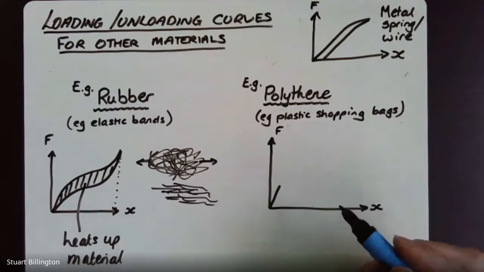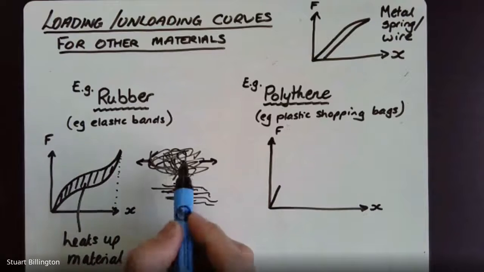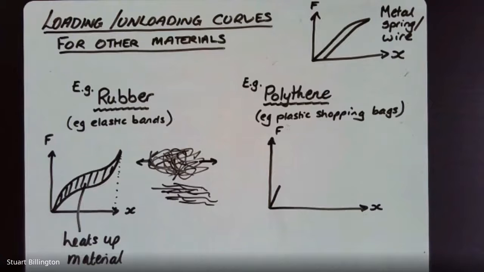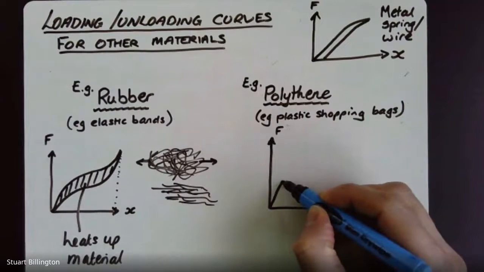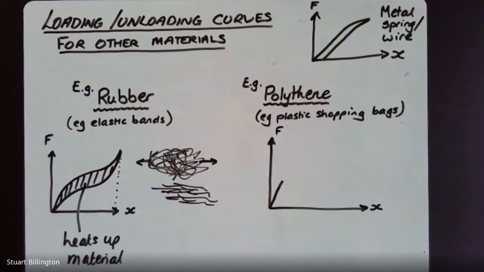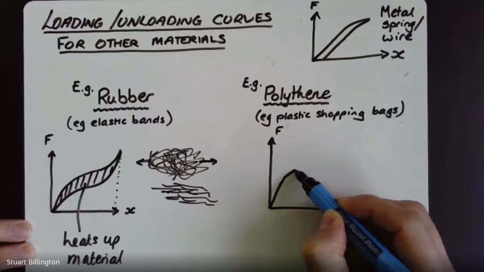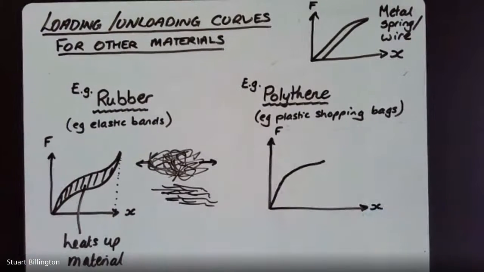What happens with polythene is that, again, we apply a little bit of force and not a lot happens. And that's because all we're doing is just moving the ends of this apart, and the polymers remain wrapped up in each other. And so all we really do is take the slack out of these loosely coiled polymers. And so a little bit of force creates a little bit of extension. And then similarly to the elastic band, suddenly the next little bit of force makes a very, very big extension.